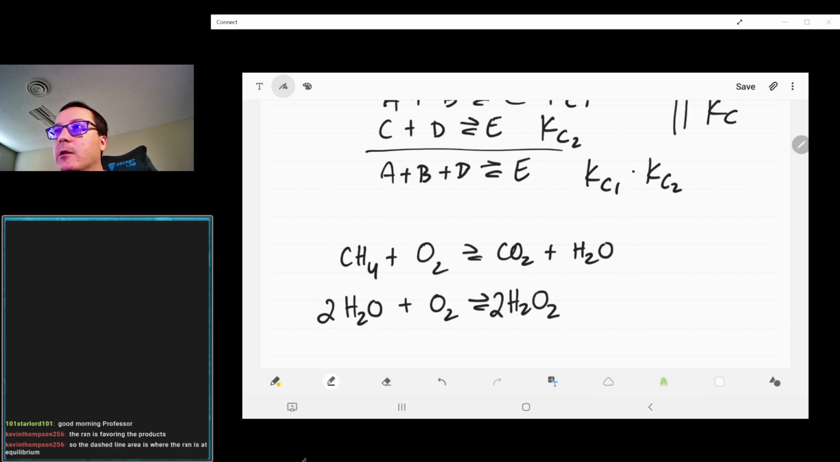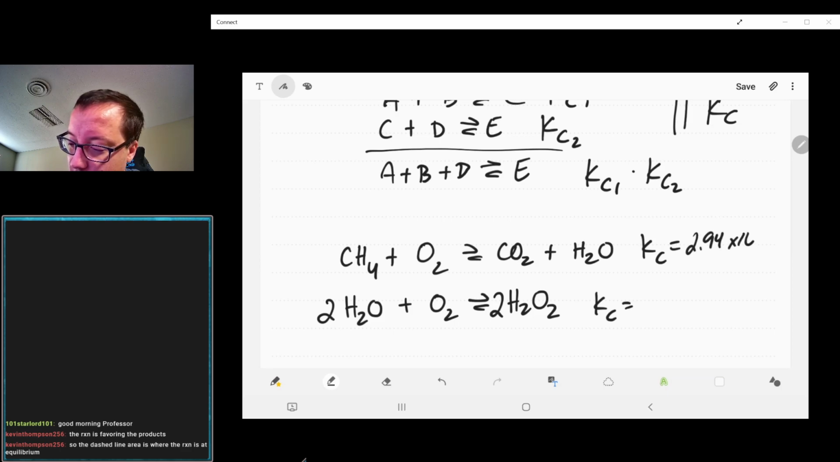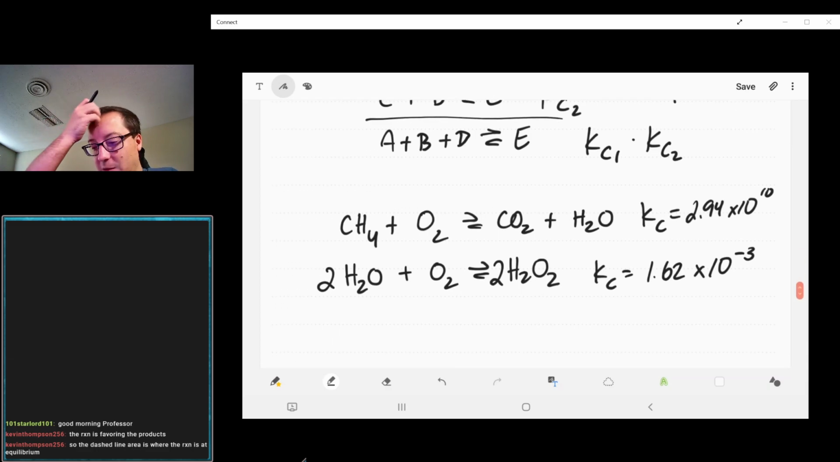All right. So if we wanted to have our overall reaction, let's put some Kcs out here. Just going to make these up. Let's say it's going to be 2.94 times 10 to the 10th. And this will be 1.62 times 10 to the negative 3. Making these completely up out of nowhere. But they should make sense, right? Of course, a combustion reaction, we would expect to very, very heavily favor the products over our reactants. Okay, so let's see what the overall reaction is going to be.